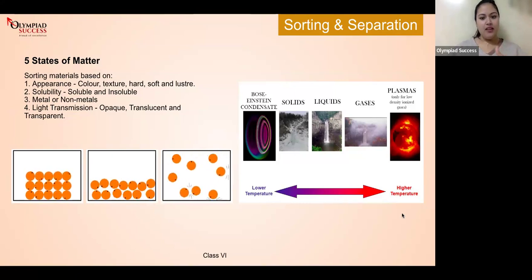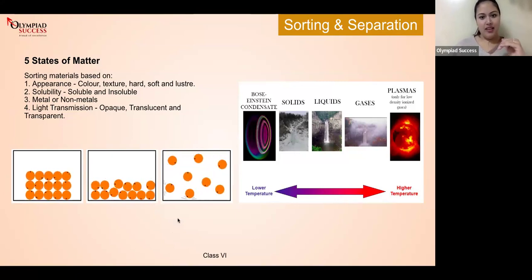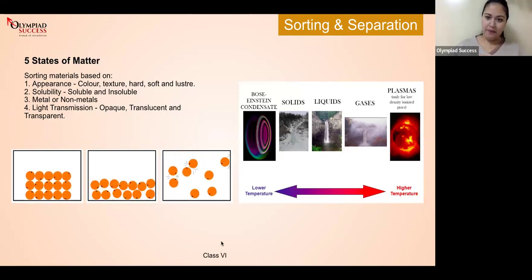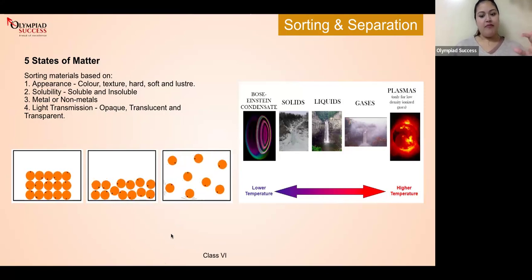Now coming to Bose-Einstein condensate. Bose-Einstein condensate is something that we have made. It's man-made. So normally when temperature decreases, what happens? When temperature is decreasing, gas will convert to liquid, liquid will convert to solid. But Bose-Einstein condensate is a type of gas that can exist at very, very low temperatures. So using the Bose and Einstein formula, we have been able to stabilize gas at this low temperature.